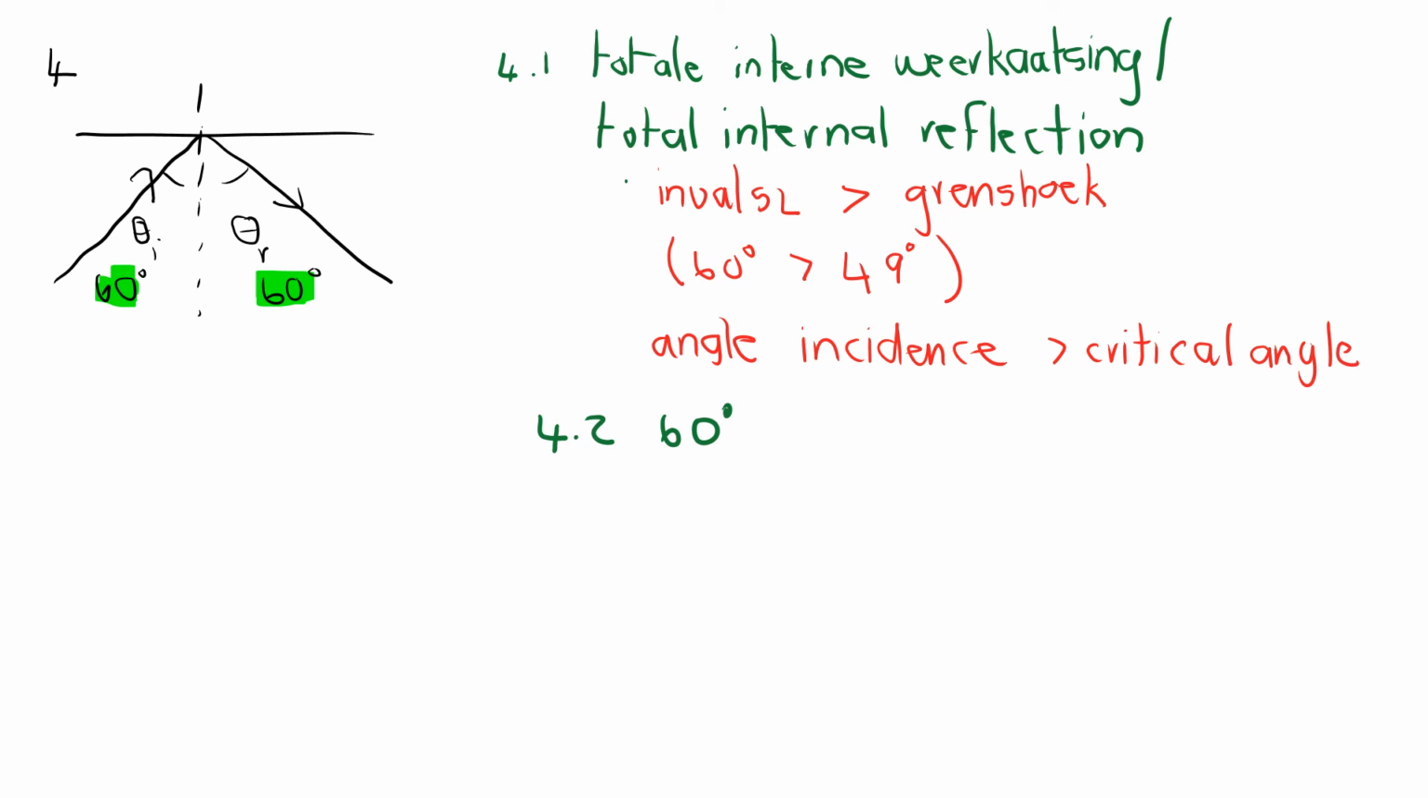And that means that you get total internal reflection. We know that when that happens, that the laws of reflection must be obeyed. Jou invalshoek is dan gelyk aan jou weerkaatsingshoek. 4.2 vra hulle, hoe groot is jou weerkaatsingshoek? Hy is 60 grade.